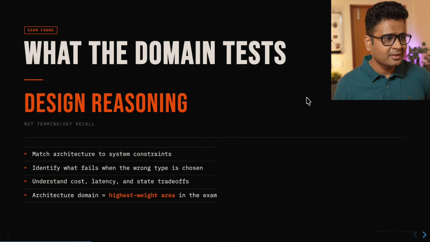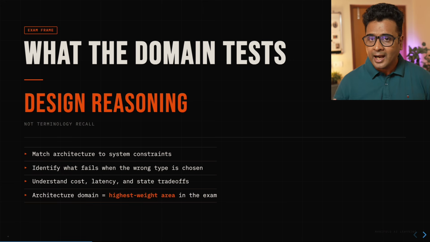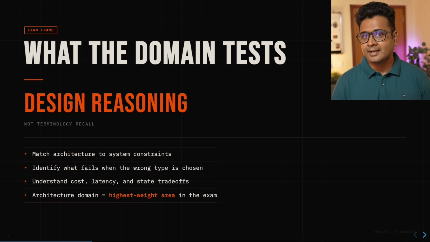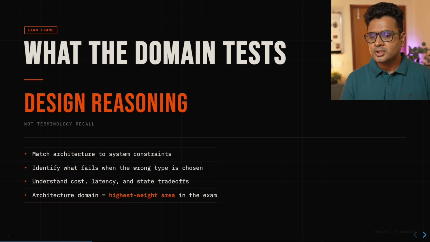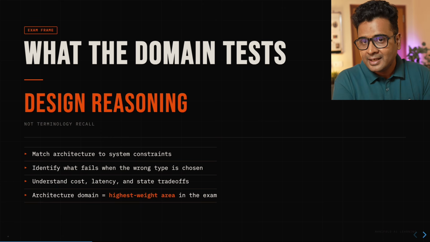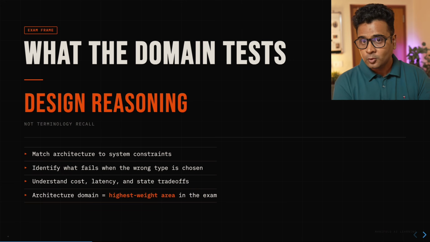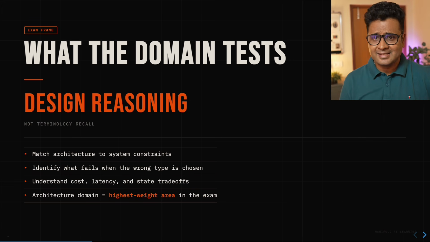When we talk about domain one, the architecture domain, it tests your ability to match the system constraints to the architectural patterns under realistic conditions. Every question in this domain has a hidden layer. The surface question can be what architecture fits, but the real question is what breaks if you choose the wrong one. The examination wants to know whether you understand the failure mode, not whether you can recite definitions.